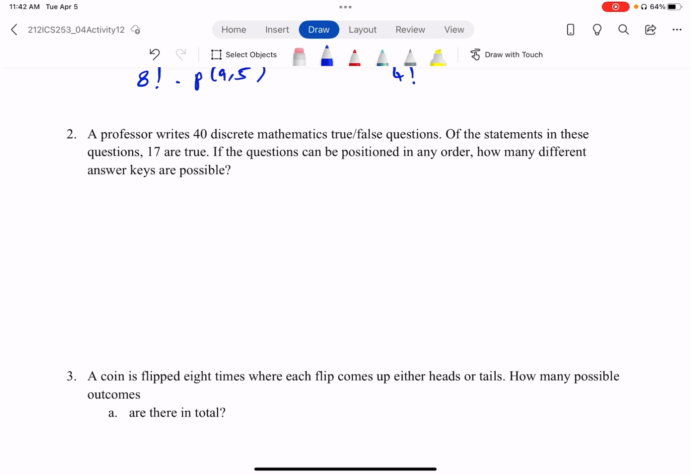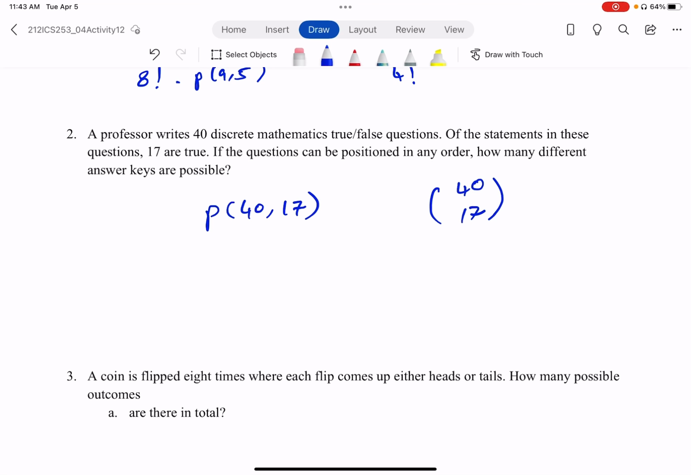A professor writes 40 discrete math true-false questions. Of the statements in these questions, 17 are true. If the questions can be positioned in any order, how many different answer keys are possible? Yes, we think it's P40, 17. Do you agree? Choose 40, choose 17. So now we have two answers.